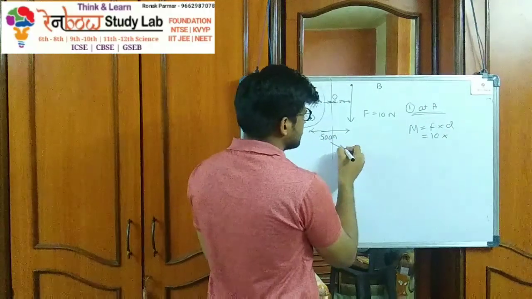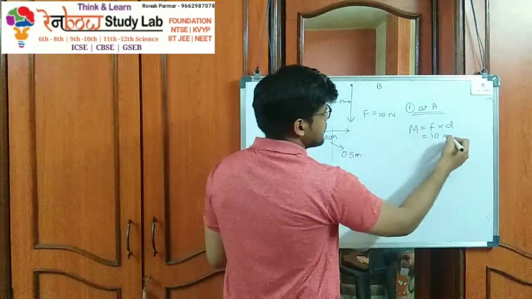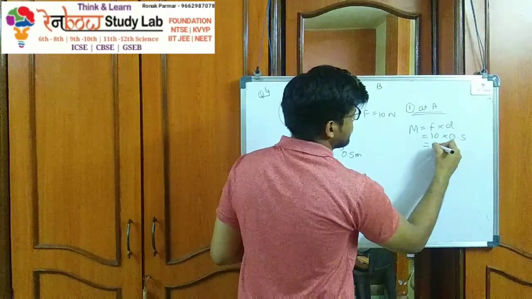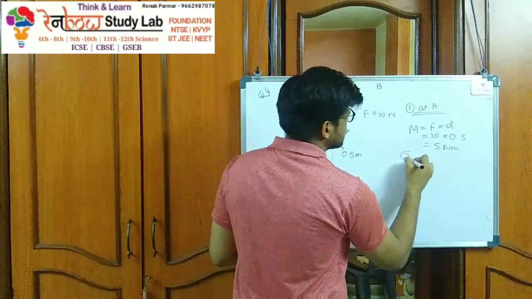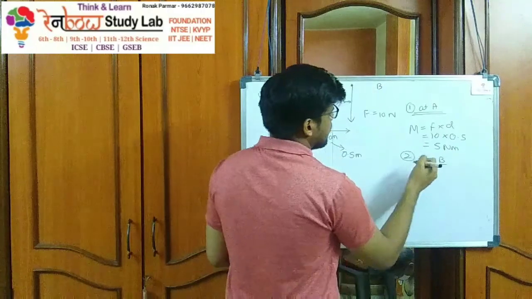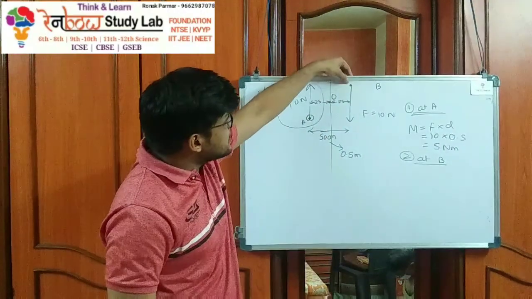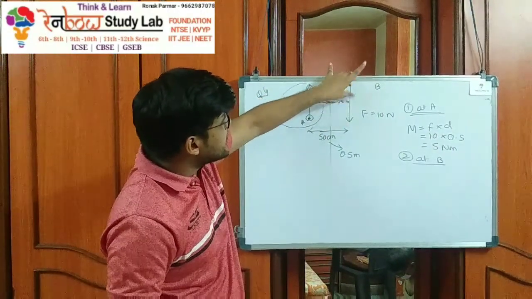So 50 centimeter, first it will be written in meters, 0.5. So this will become 10 into 0.5, 5 Newton meter. Case 2, at B. Now what will happen at B? At B, this particular force will not apply any moment.